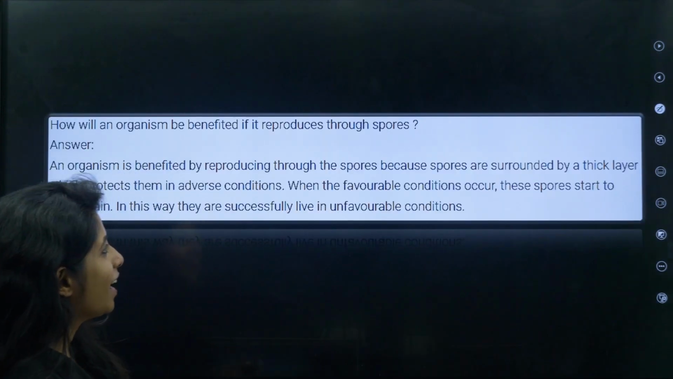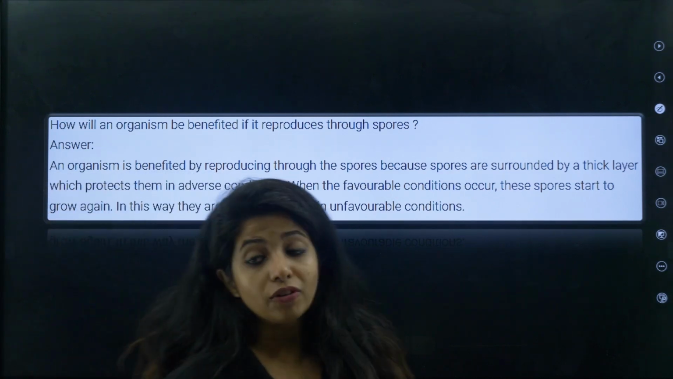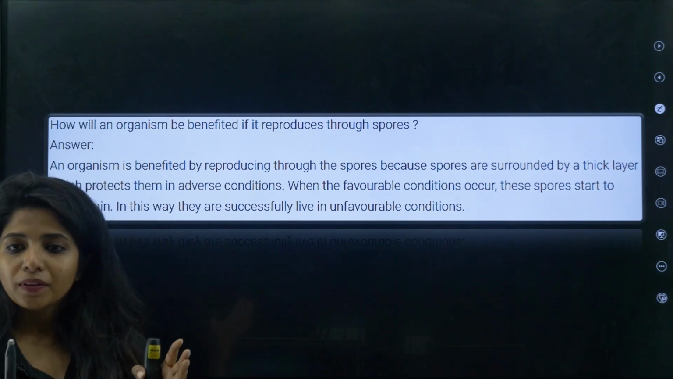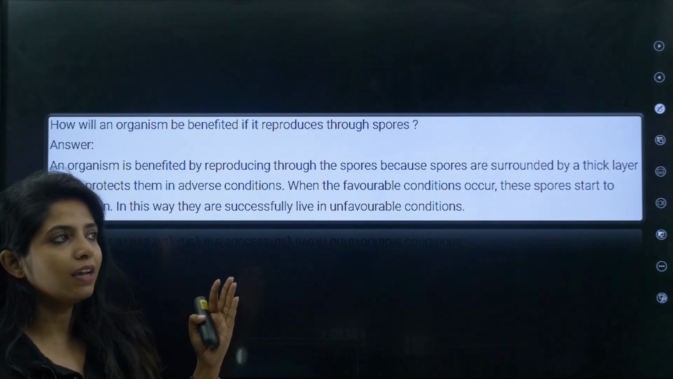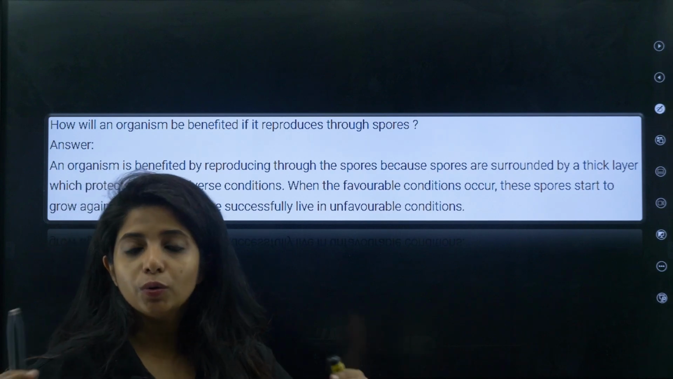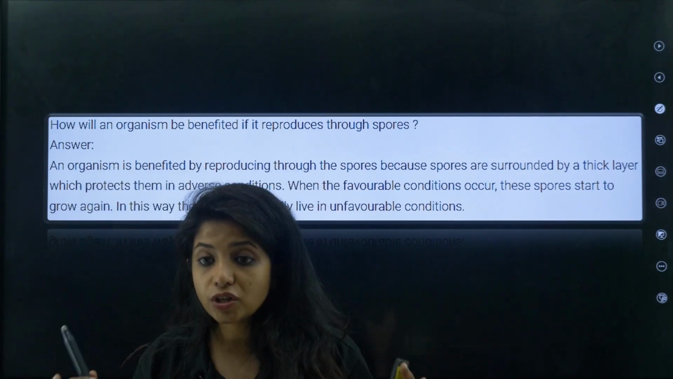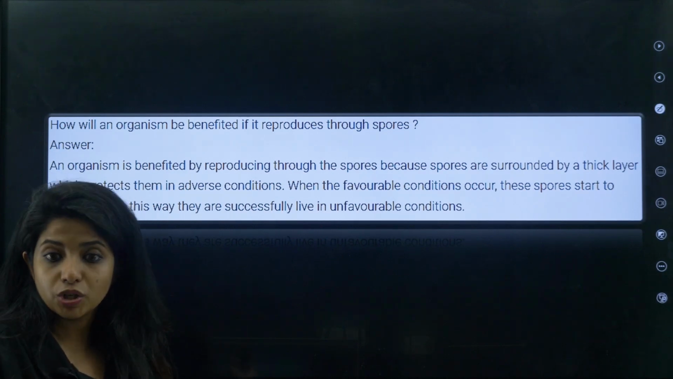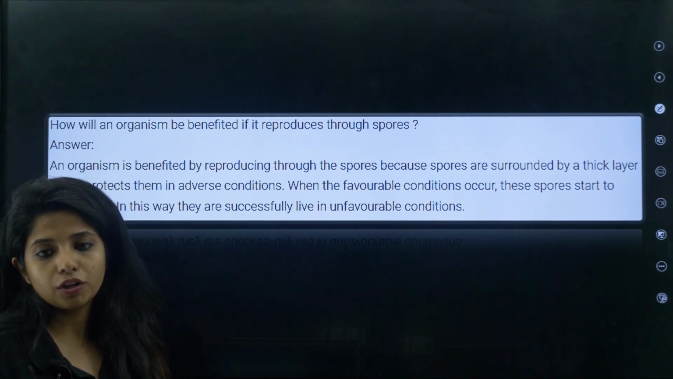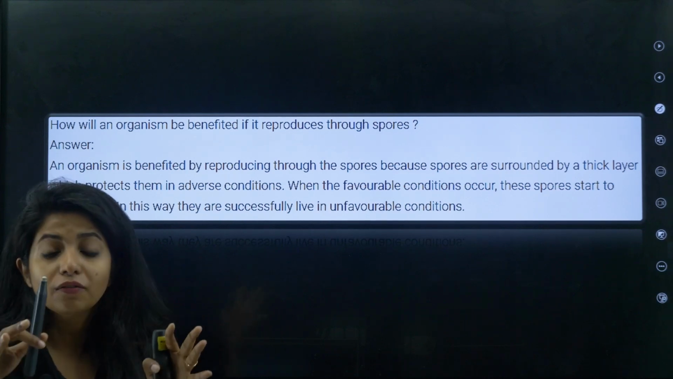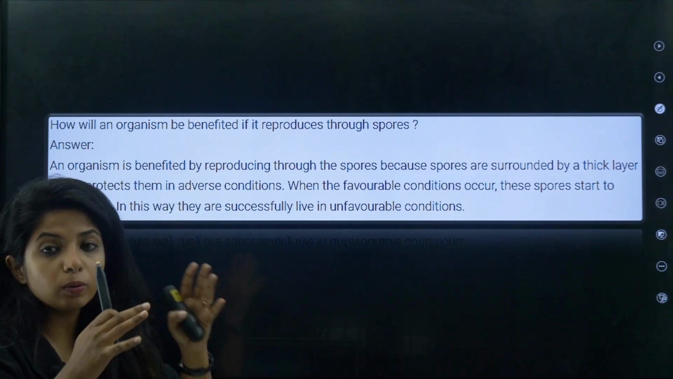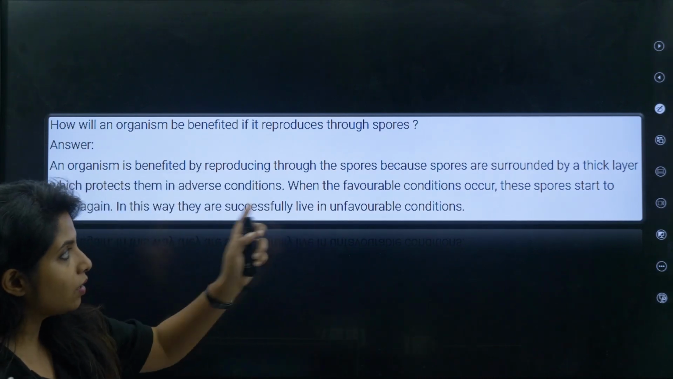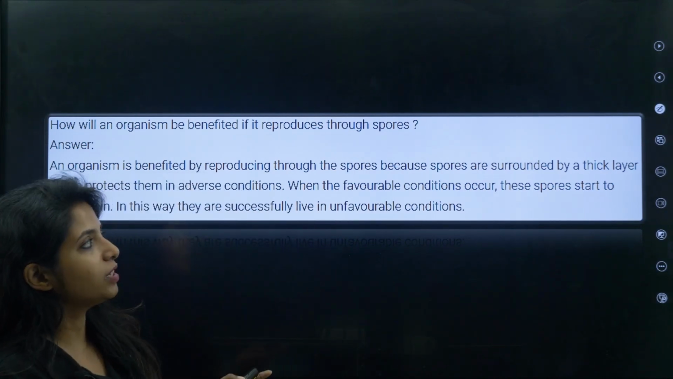Yeah. Now going ahead, what do we have? How will an organism be benefited if it reproduces through spores? I just told you as of now itself that spores can live around in any condition. During unfavorable condition it can survive, which is why these organisms will be benefited. They can continue their species even during unfavorable condition, because at the end of unfavorable condition, whenever favorable condition arises, the spores will be coming out of the cyst and giving rise to a whole new organism again. So you can read out the answer as well later on if you download the PDF.